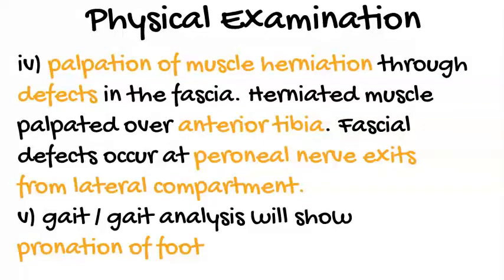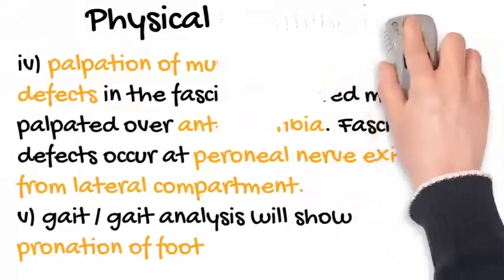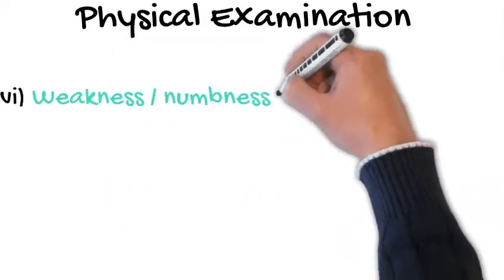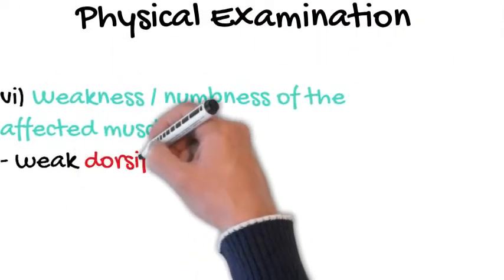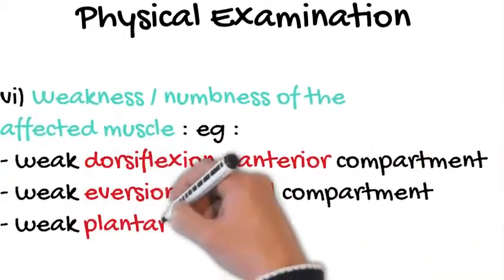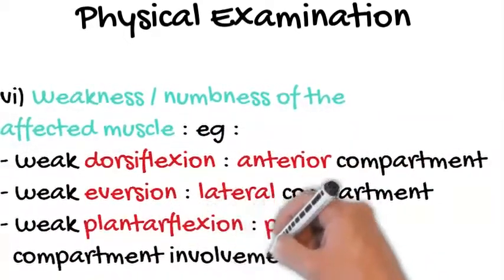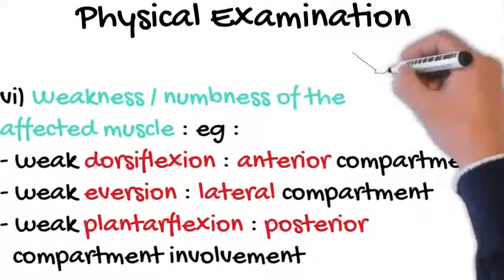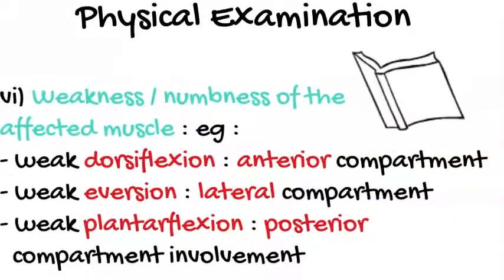5. Gait analysis will show a pronation of the foot. 6. Weakness or numbness of the affected muscle. Example, a weak dorsiflexion shows the anterior compartment is involved. Weak eversion shows the lateral compartment is involved. Weakness on plantar flexion shows the posterior compartment is involved.